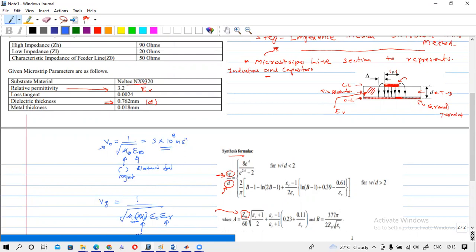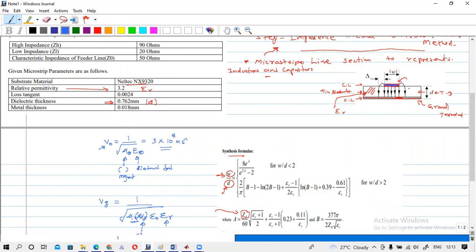But in the case of a microstrip, you can see that the wave is propagating through this material, with the relative permittivity epsilon r on one side, and on this side you have the air. So the wave is traveling between epsilon r and air. The relative permittivity for air is 1.